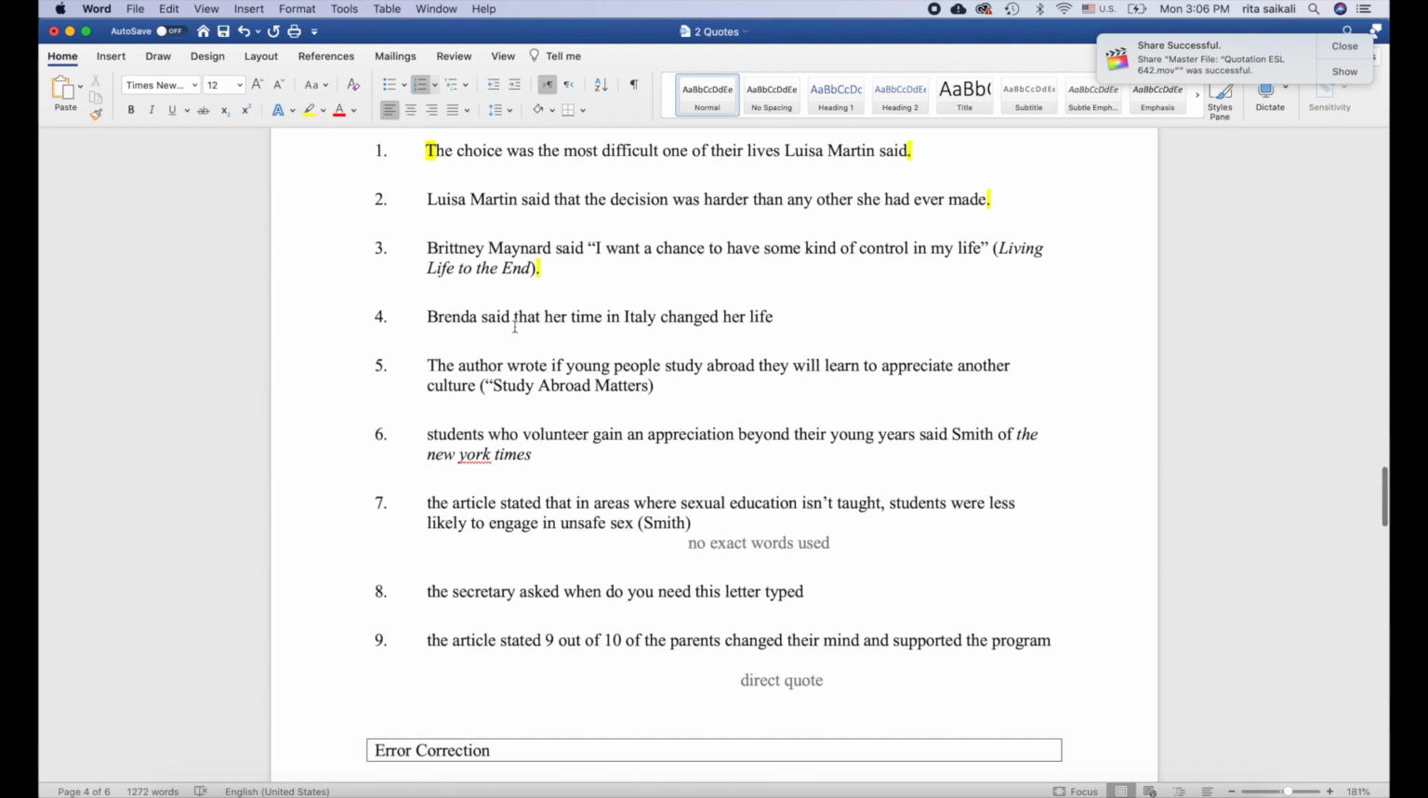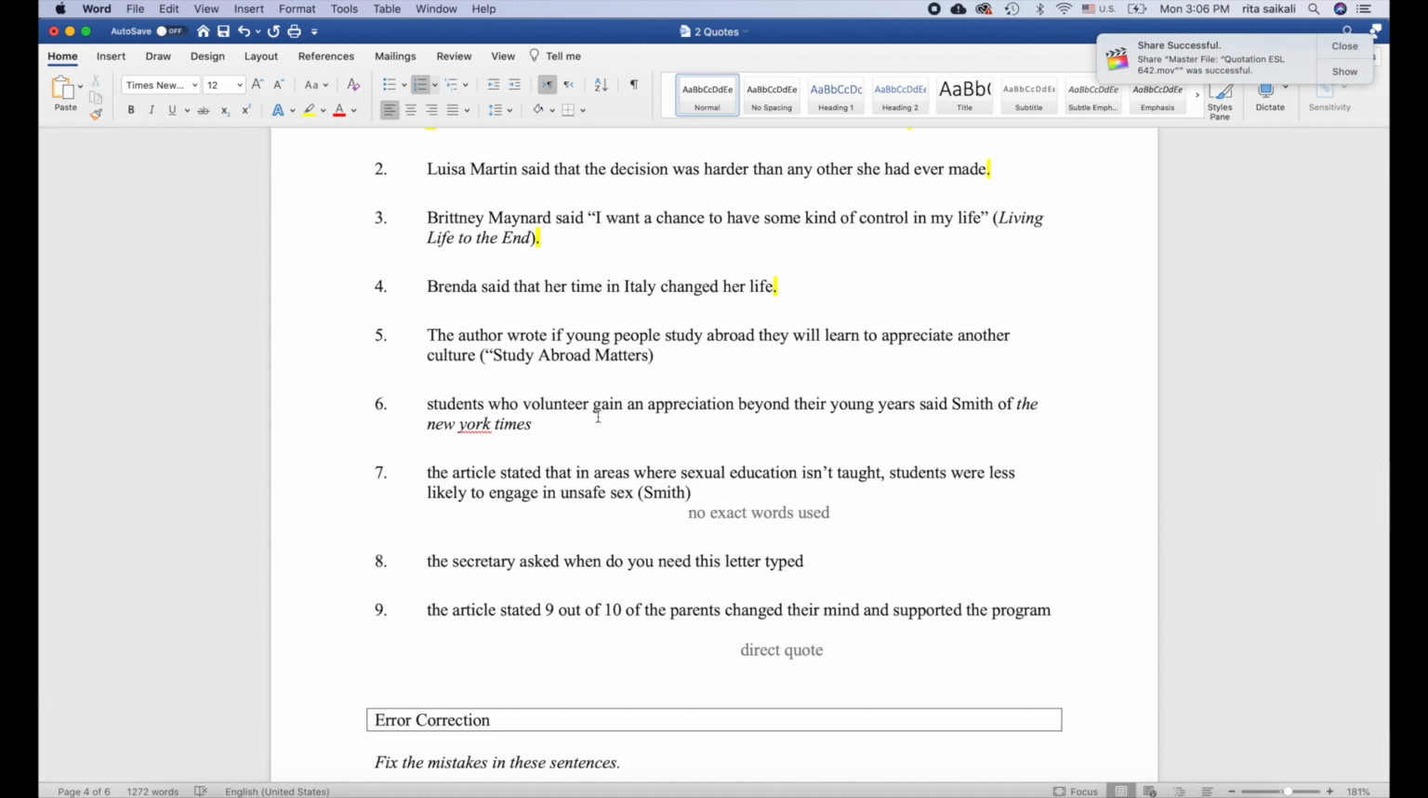Brenda said that her time in Italy changed her life. Again, we are summarizing. This is an indirect quote, so we don't need quotation marks, but we do need a period at the end of the sentence. I don't know why these sentences, none of them have periods.